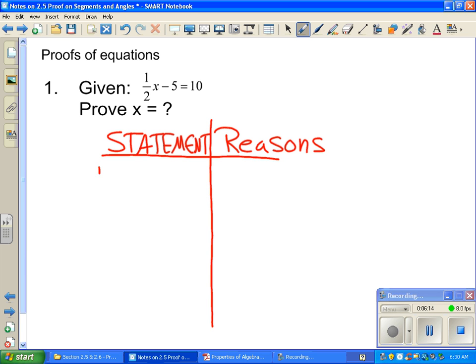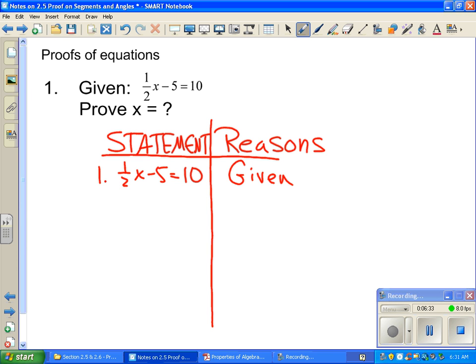Statements are the math you're showing. So first I'm going to start off with the problem. 1/2 x minus 5 equals 10. That is our given. So the reason is given. You got to have something to get started with these problems. So the first one is always going to be your given. Whatever they say in the problem is given, you write that down, and then that's your first line.